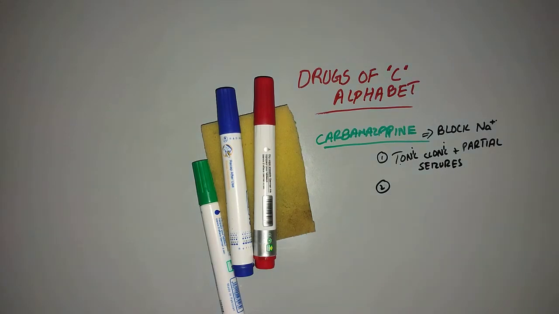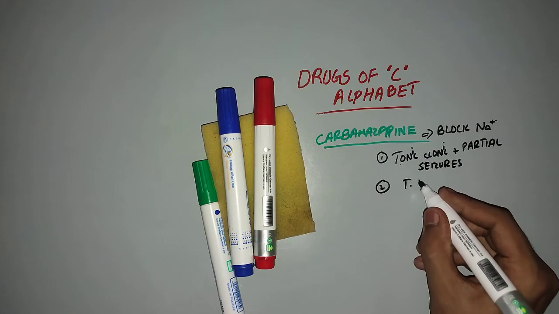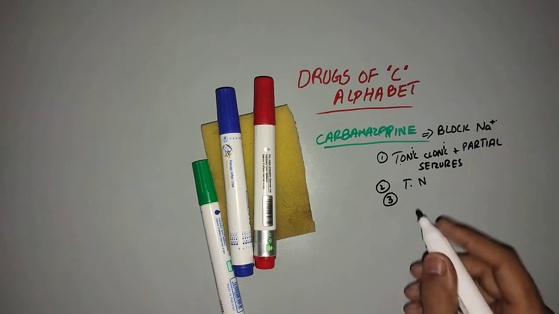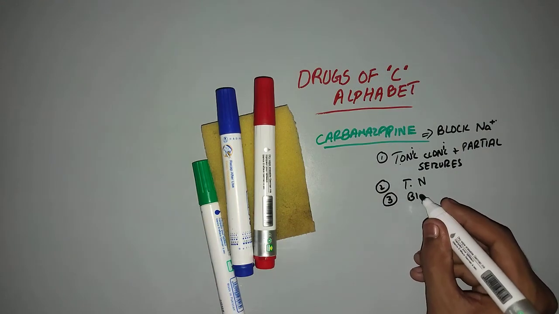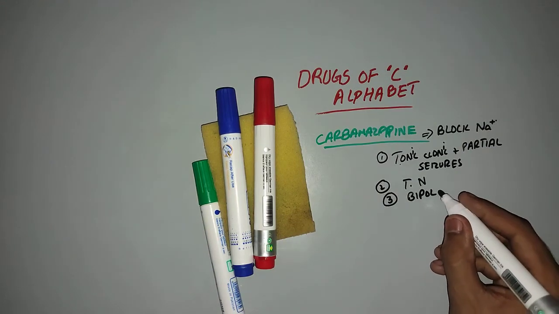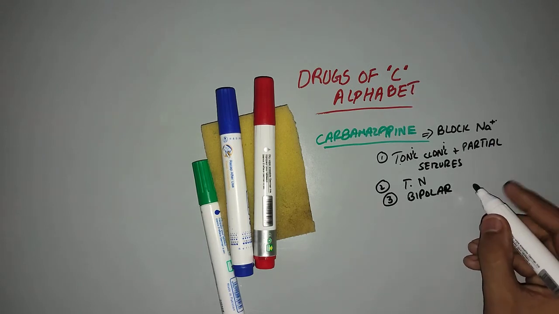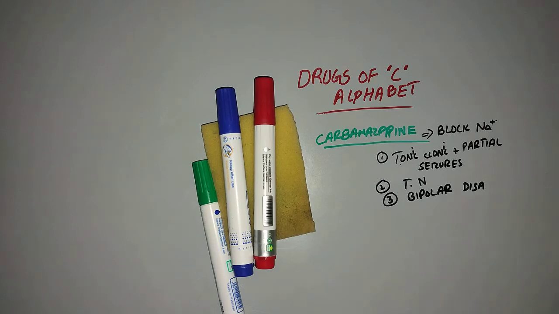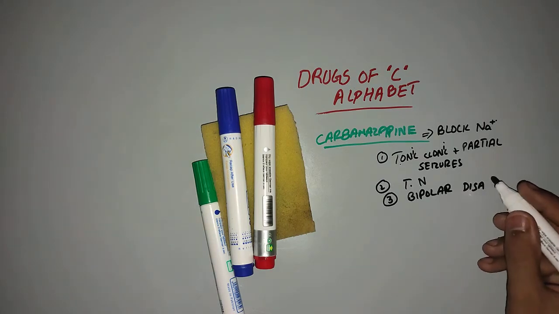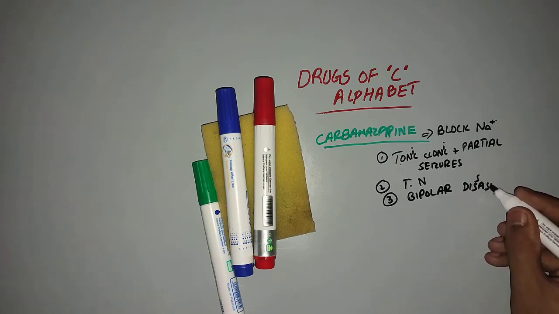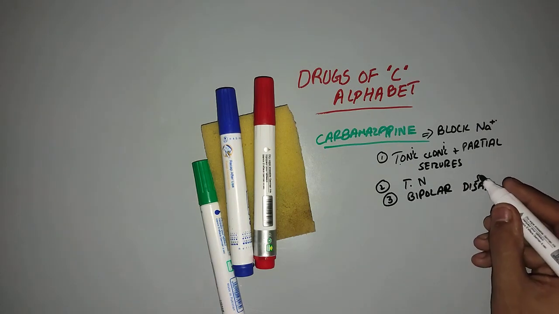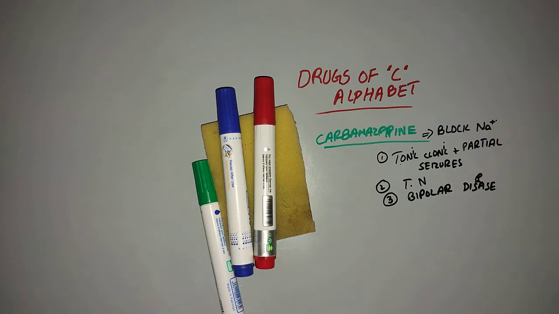Number two, it is also used for the treatment of trigeminal neuralgia. It is also used for the treatment of bipolar disease, but it is a backup drug. The main important drug is valproic acid. So it is the backup drug for bipolar disease, used to reduce the mania phase in bipolar disease. I wrote the wrong spelling of bipolar.